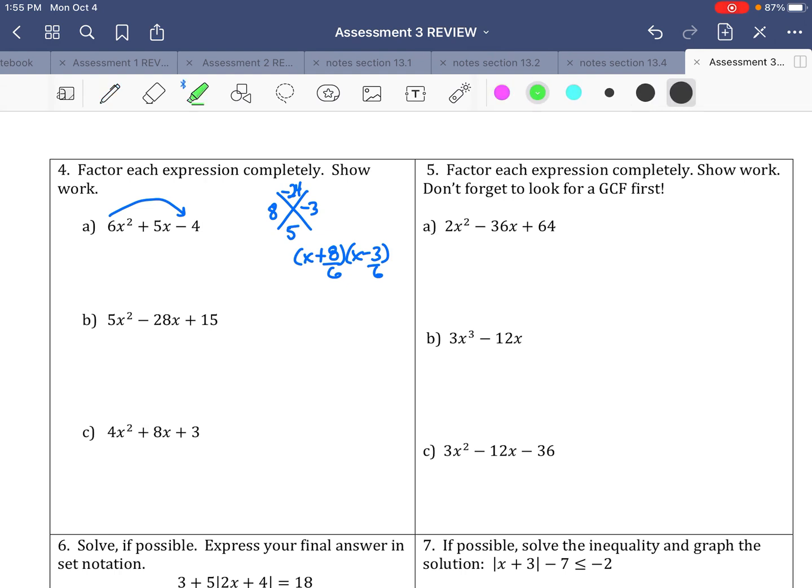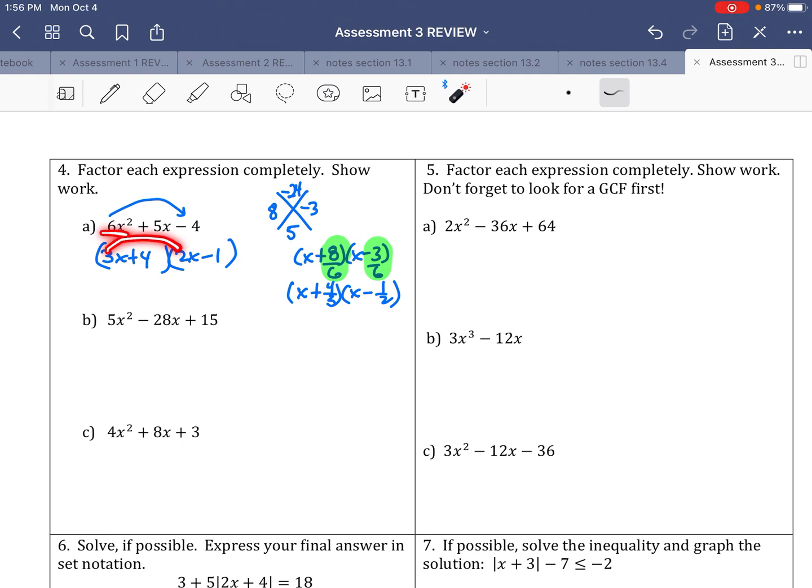Remember in class I showed you these things reduce. So this reduces and this reduces, so you have to do that. So you have x plus 4/3, because they both divide by 2. And these both divide by 3, so that would be 1/2. Now I'm ready to say my answer. That would be 3x plus 4 and 2x minus 1.